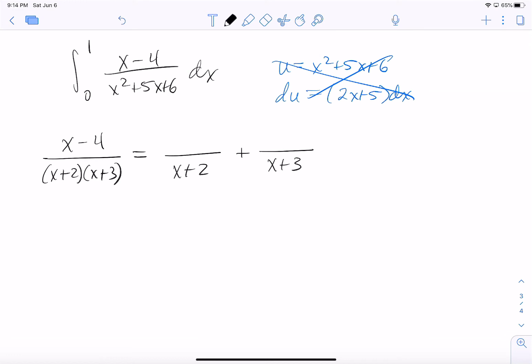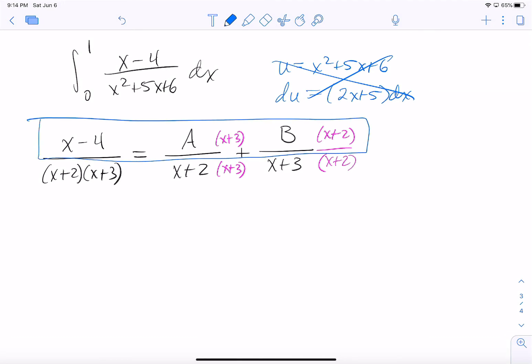A linear denominator means a constant numerator, so our fractions are actually A/(x + 2) + B/(x + 3). If we multiply the numerator and denominator of the first fraction by x + 3, we get a common denominator with the expression on the left-hand side. And then the second fraction we would multiply by (x + 2)/(x + 2), and again achieve a common denominator now throughout. Once we have that, we're going to focus on the numerators. I will form an equation of the numerators. x − 4 = A(x + 3) + B(x + 2).